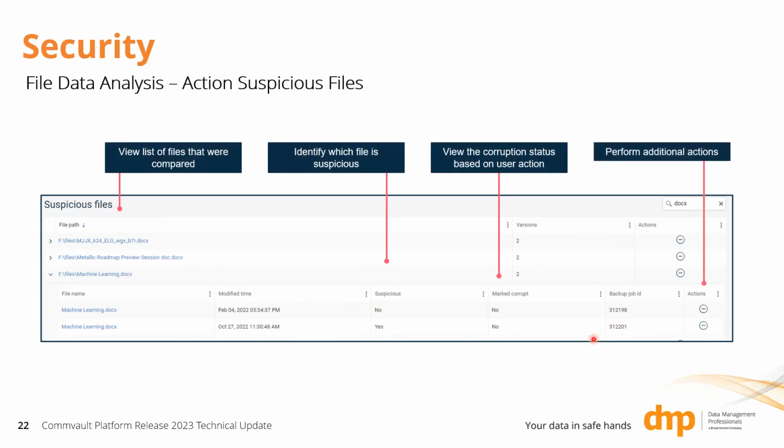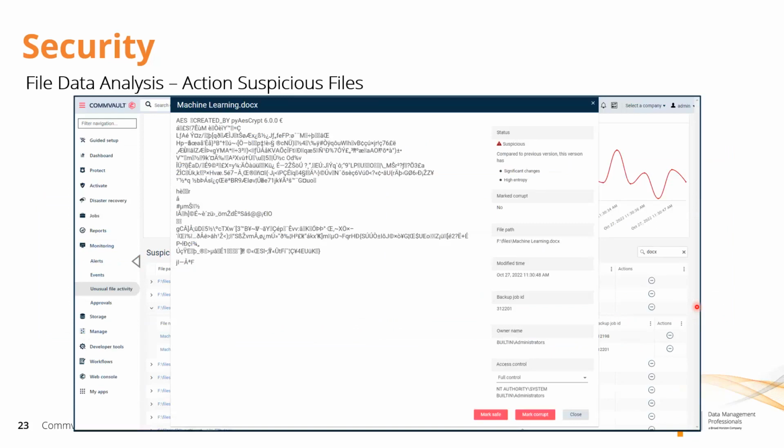We can perform some actions, the same as I showed you before with the three dots. You can select that one and select the actions, and you can dive into that file. It shows you a preview of the contents of that file, which is suspicious. Here you can actually see it should be a docx, but that file is really corrupted. You can't read it.